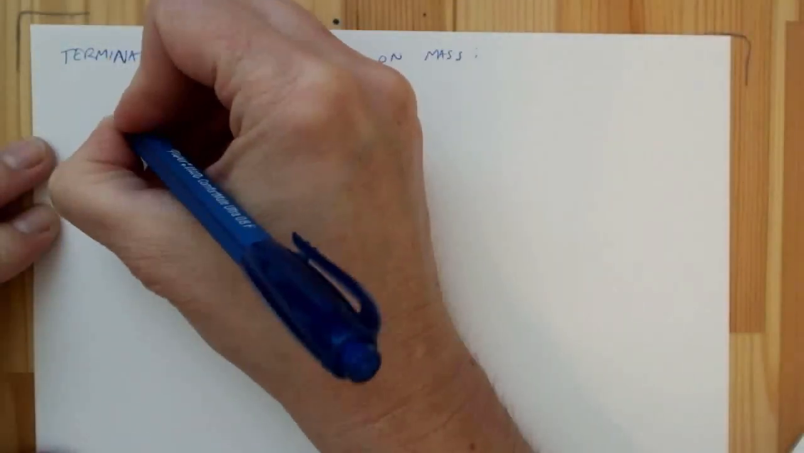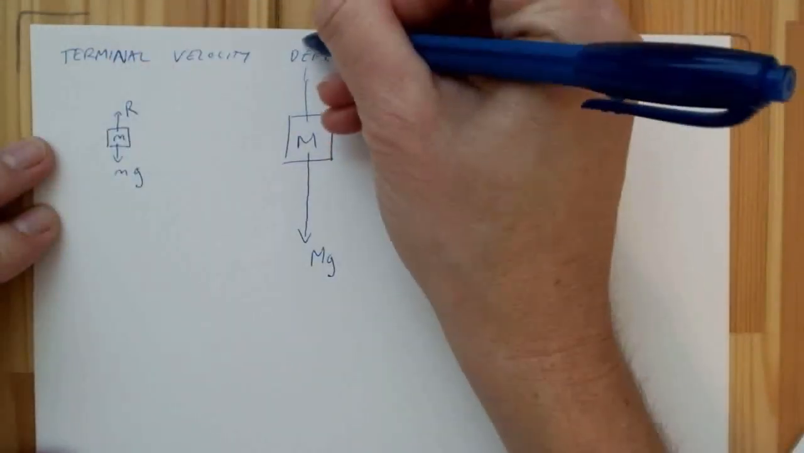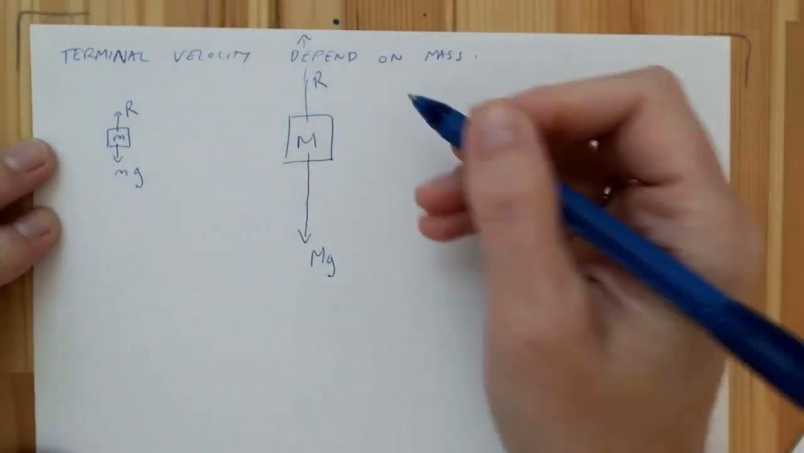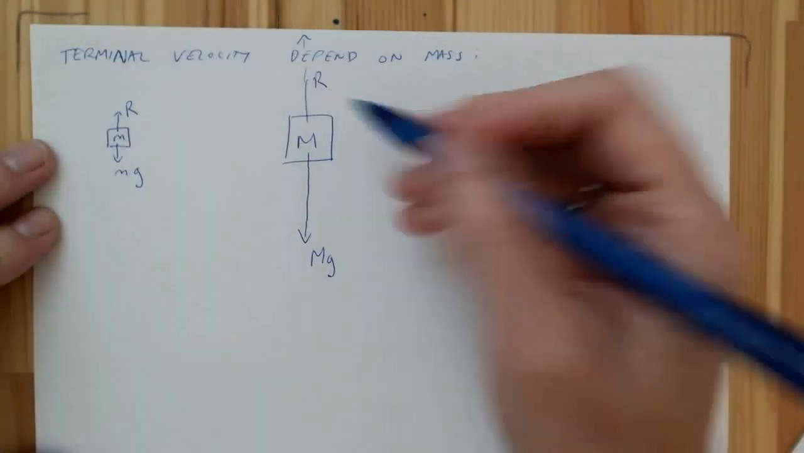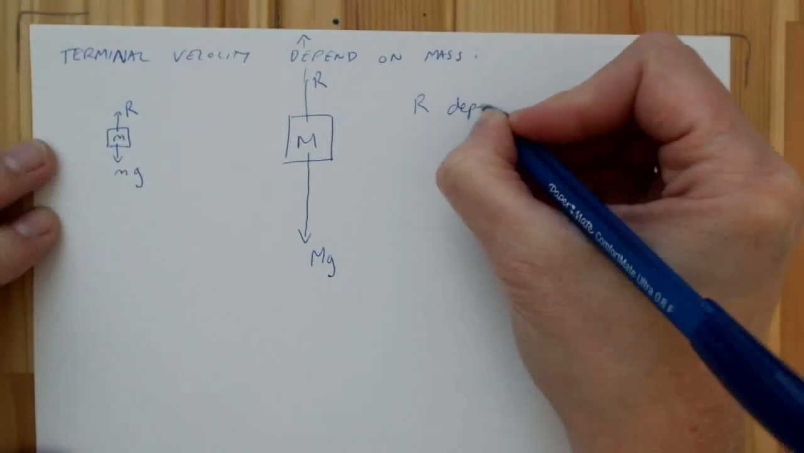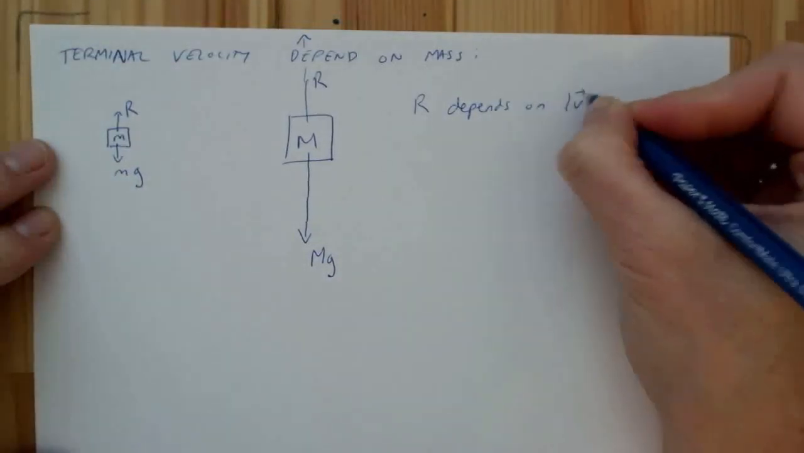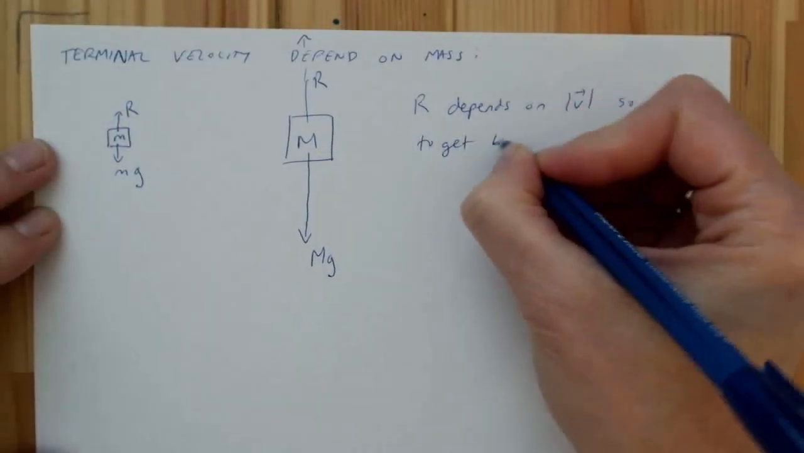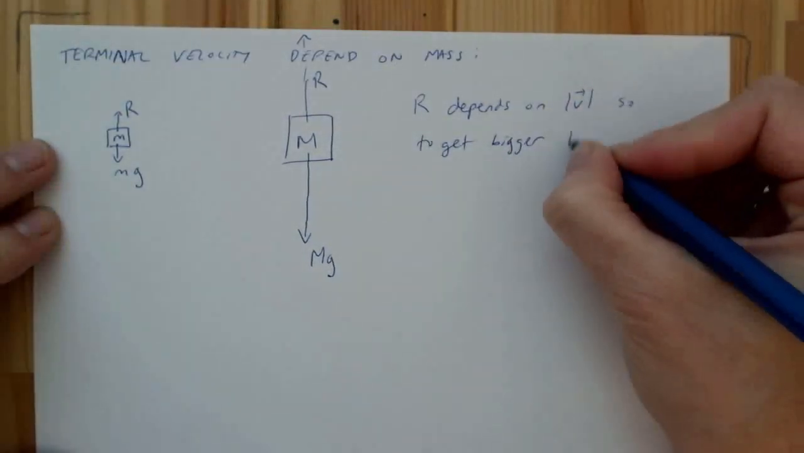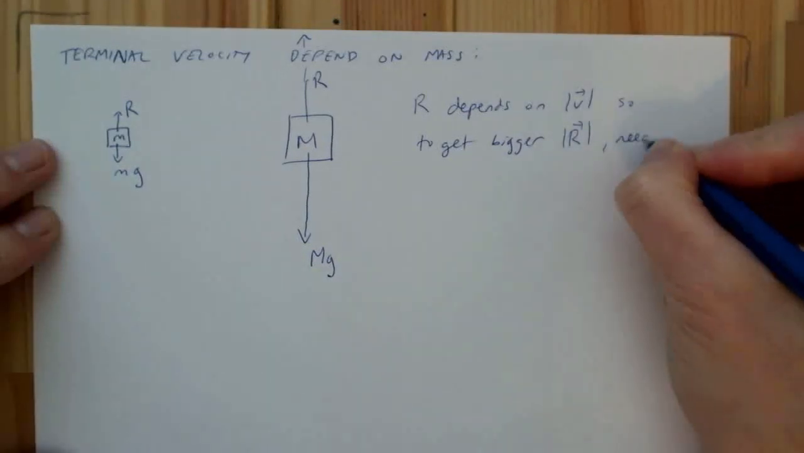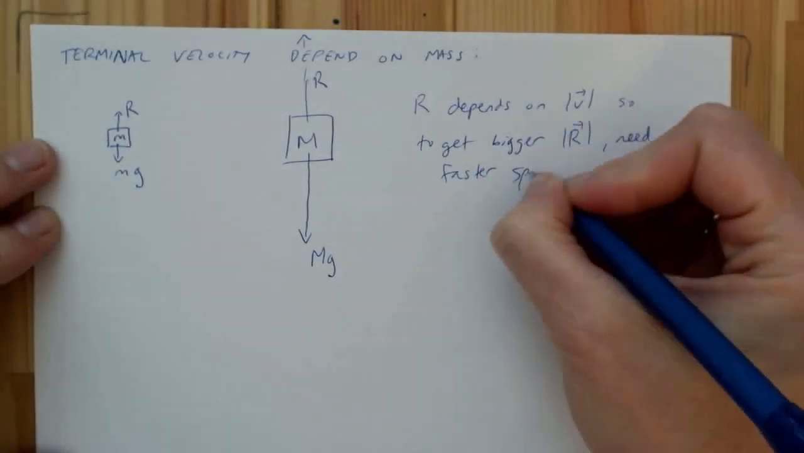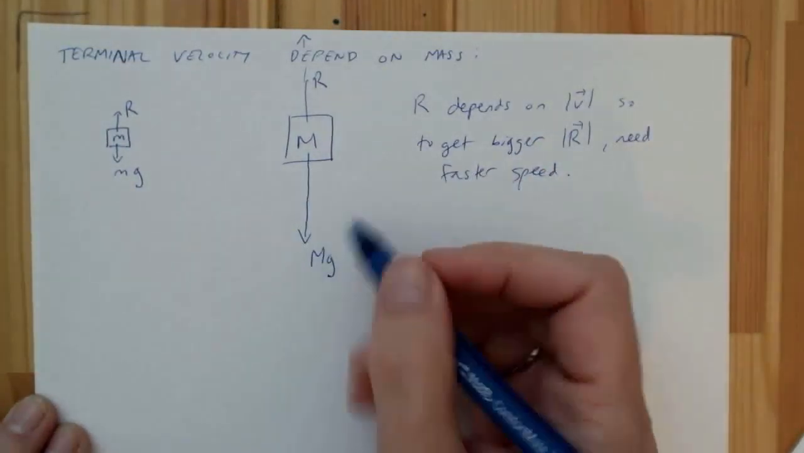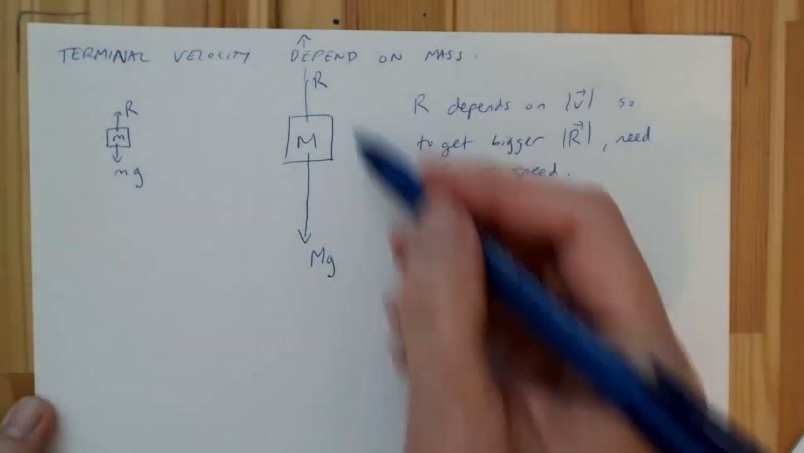And so in order to reach terminal velocity, they would each need to have different values for their actual force from air resistance. And remember that R depends on the speed. So in order to get a bigger R, you need to have a faster speed. So this one then is going to have a larger speed, a larger terminal velocity, when R equals mg.